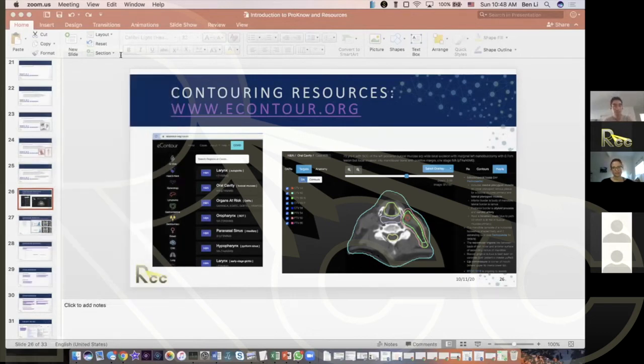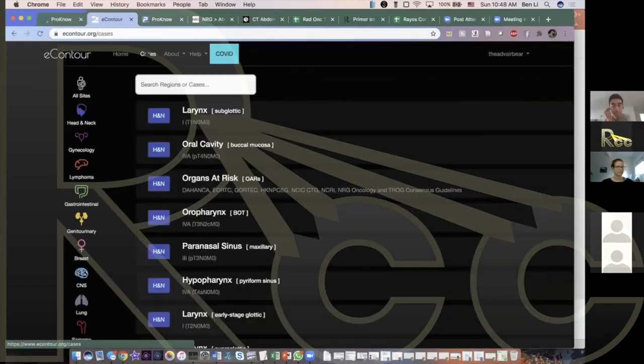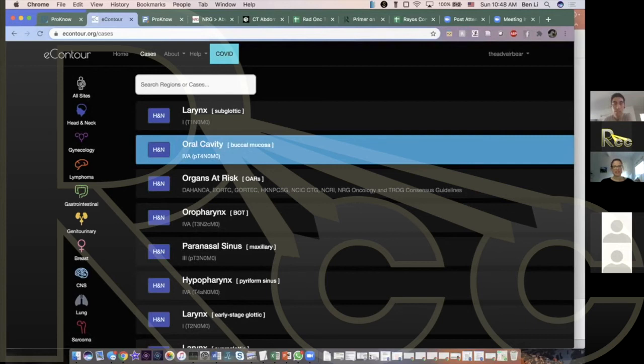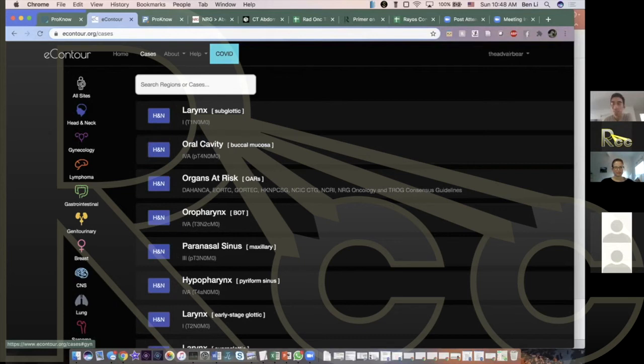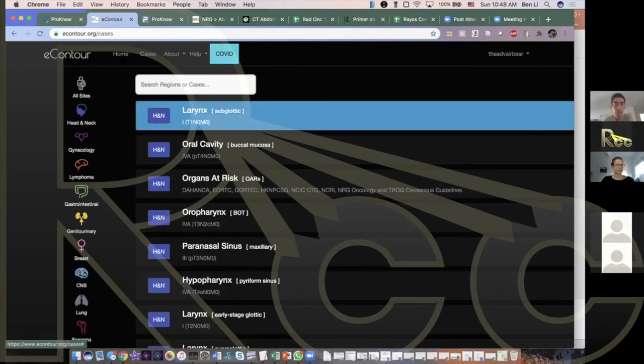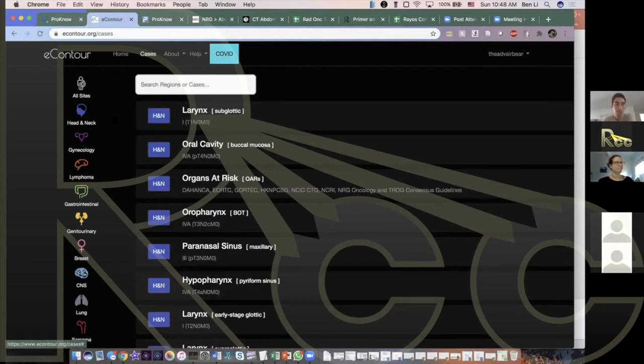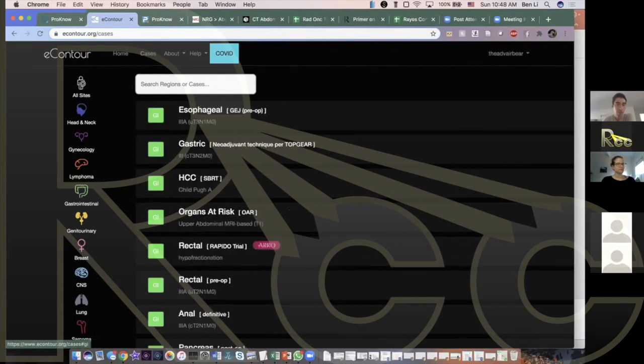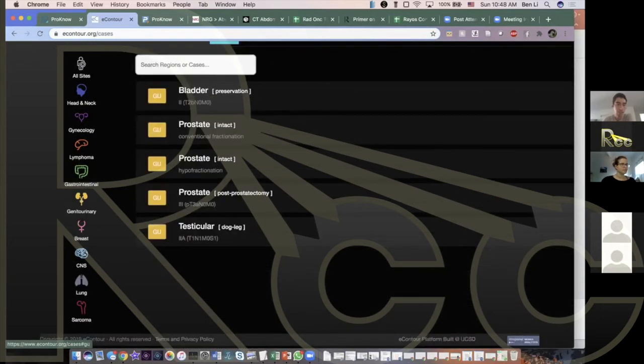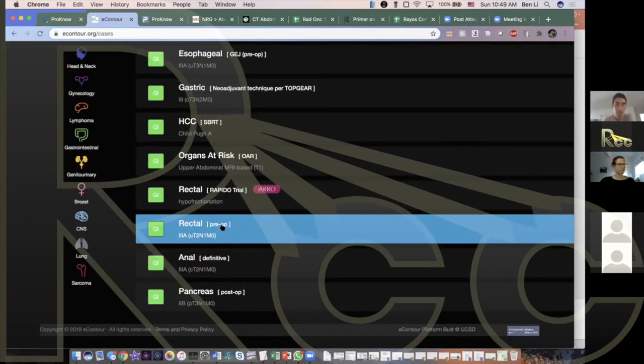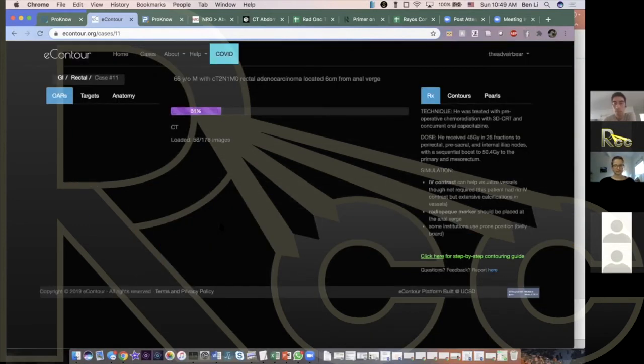Here's econtour.org. You can see my screen okay? Yes, I see EContour on your screen. Okay, great. So EContour was actually developed out of UC San Diego, where Tia is right now. It's an amazing resource for contouring. You can create a free profile, and once you're logged in, if you click cases, you can see, based on the site, what kind of case you might want to look at. Let's say I wanted to look at a rectal cancer case. There's no software you need to download. Everything is just free and on the website.